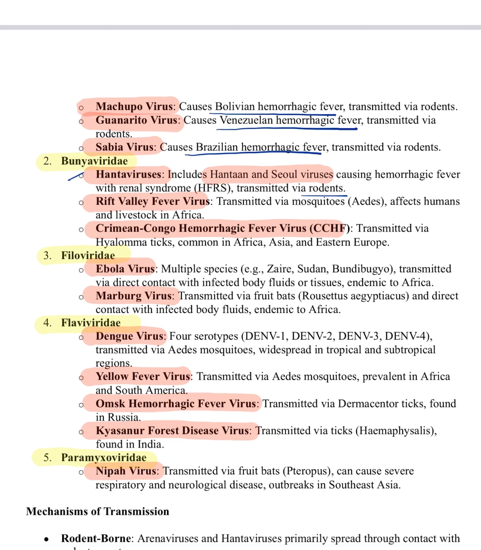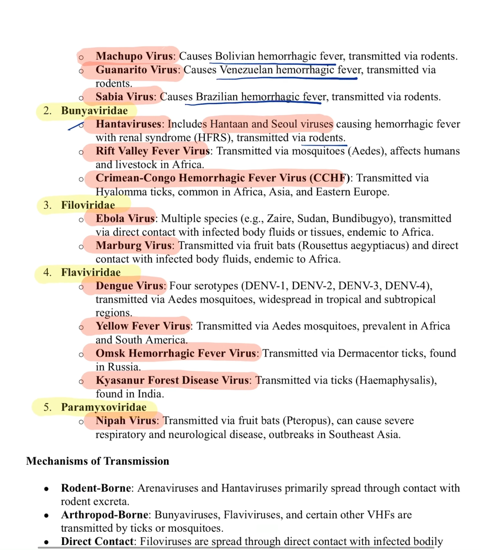Next is Rift Valley fever virus. It is transmitted by Aedes mosquito. It affects humans and livestock, mostly in Africa. Next is Crimean-Congo hemorrhagic fever virus. It is transmitted by ticks, Hyalomma ticks. It is common in Africa, Asia, and Eastern Europe.